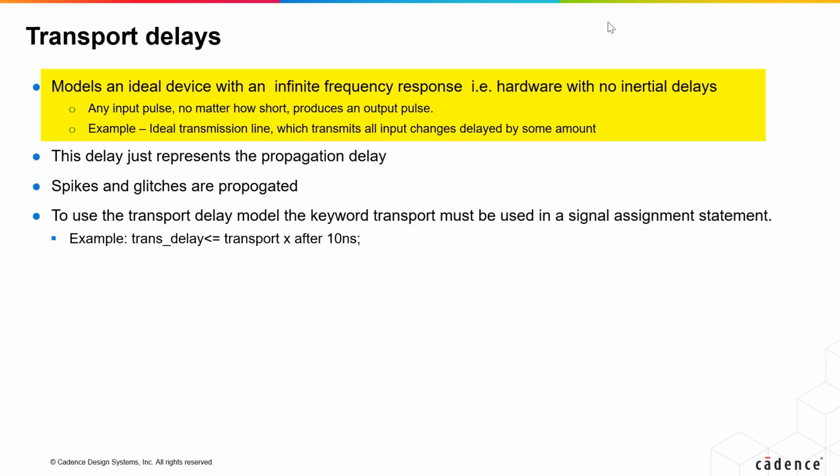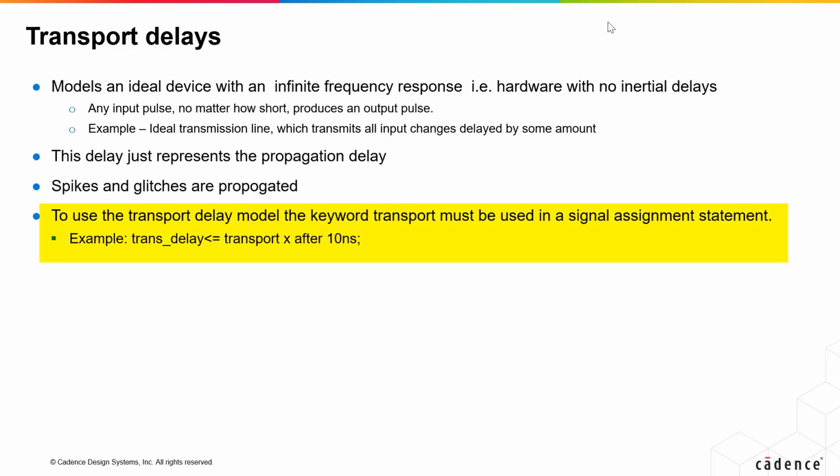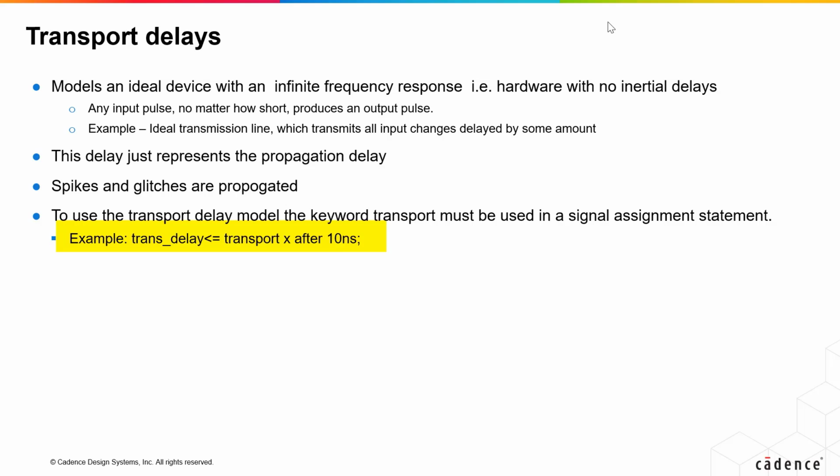Transport delay is used to model an ideal device which has an infinite frequency response, that is, the hardware has no inertial delays, and no matter how short the input pulse is, it reflects at the output. Example, an ideal transmission line which transmits all input changes delayed by some amount. This delay just represents pure propagation delay. All the spikes and glitches are propagated. To use the transport delay model, the keyword transport must be used in the signal assignment statement. Example, trans_delay is assigned with the value x delayed by 10 nanoseconds.